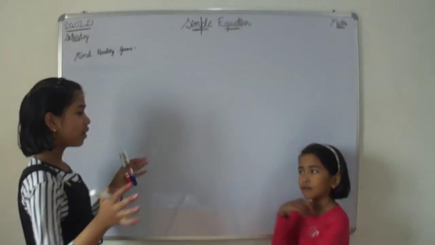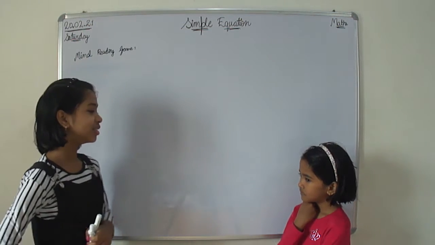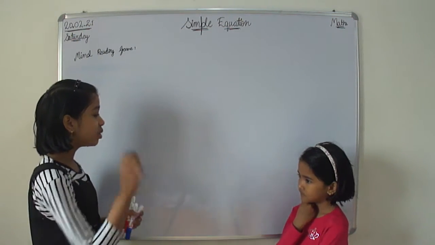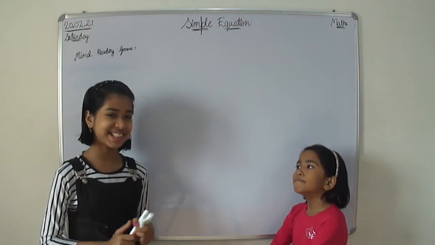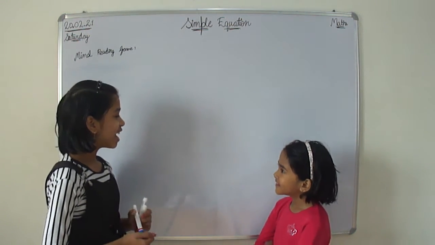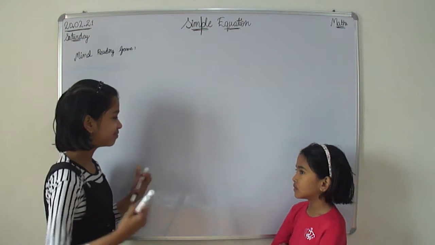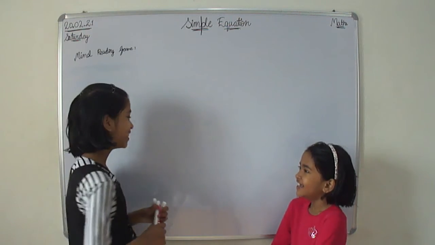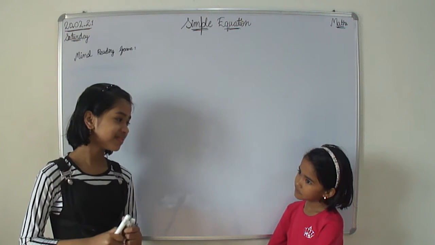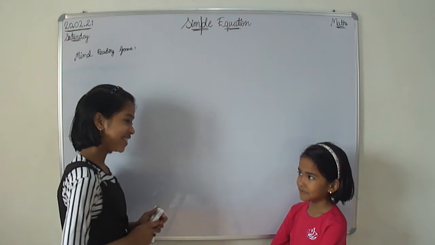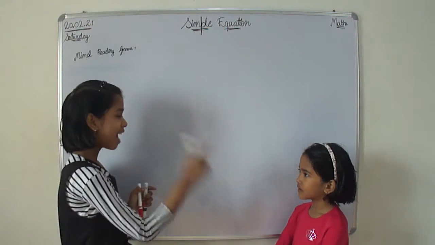Alright, so think of a number. Multiply it by 2. Then you have to add 6 to it. Interesting, right? Add 6 to it. Okay, divide it by 2. Then add 4 to it.